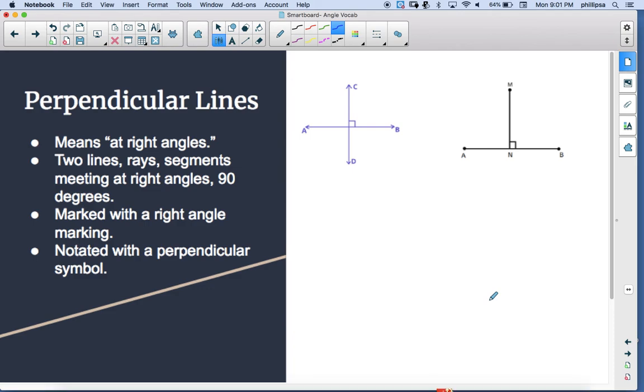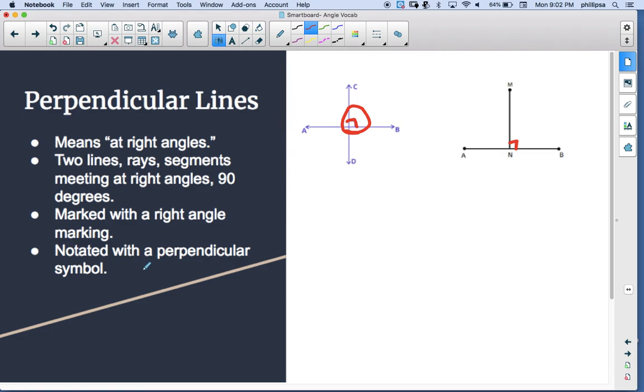And finally, our perpendicular lines, which are quite different than parallels because they will definitely intersect. Specifically, they will intersect at a perfect 90, so at perfect right angles. So they're two lines or two rays or two segments or one line and one segment or any combination that meet exactly at 90 degrees. You don't have a separate marking for perpendicular because they meet at 90 degrees. You're just going to use that perfect corner marking again to show that.